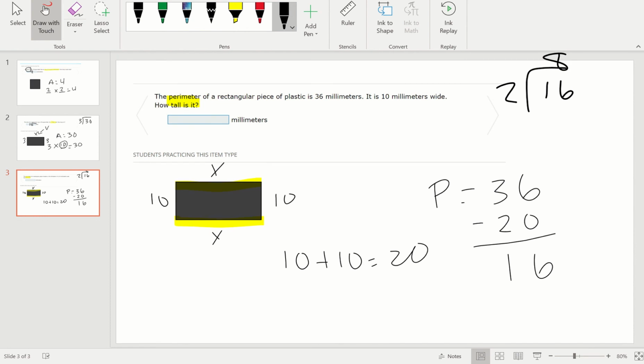Can't write up there. So what is the length? It is 8 millimeters. It wouldn't be 16. You have to take that total and divide it by 2. There's a lot more that you have to do for that one. So I encourage you to slow down, think it through, watch the videos, and ask any questions on Yammer.